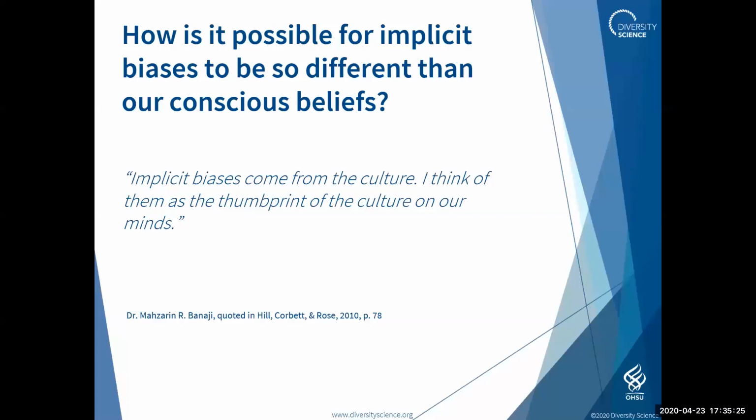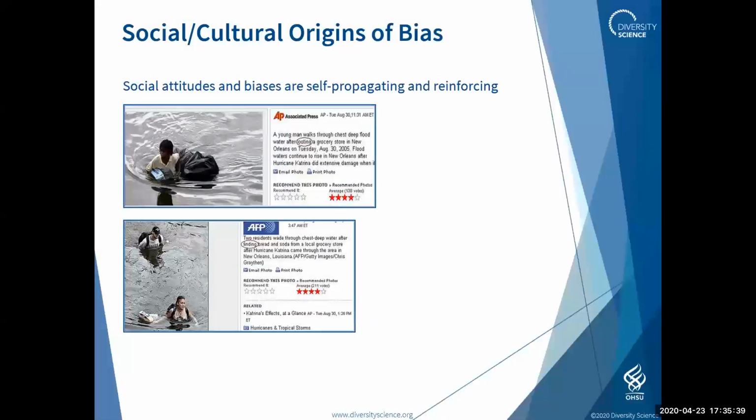So why is it that we can and do care deeply about providing equal care and still potentially perpetuate discriminatory care? Social attitudes and biases are self-propagating and self-reinforcing. So this is a juxtaposition of pictures that people have often seen before. Maybe you've seen these before. This is during Hurricane Katrina, and at the top you see this young man descriptively wading through the water, poor guy, chest deep, presents his mail, which may or may not be accurate.